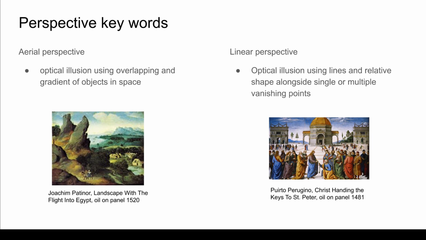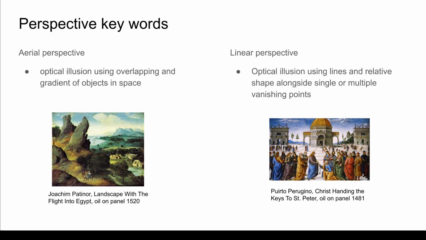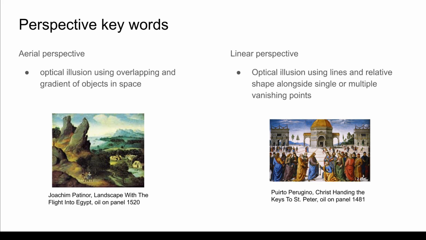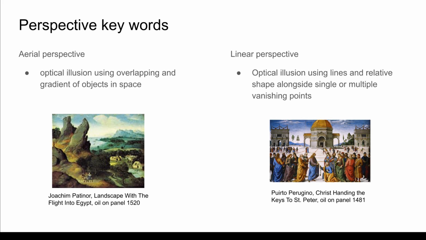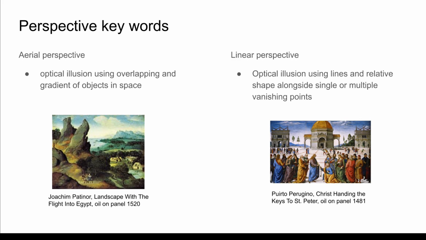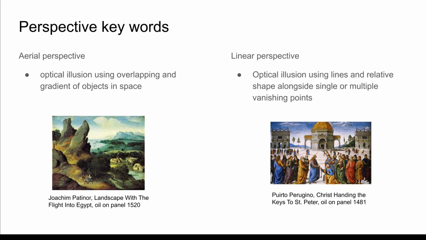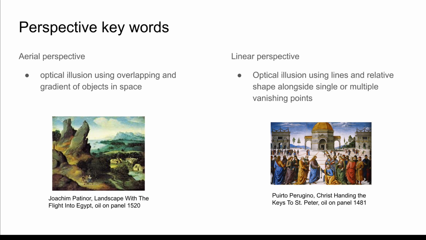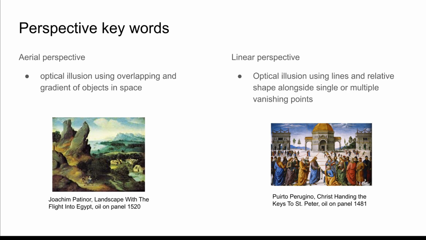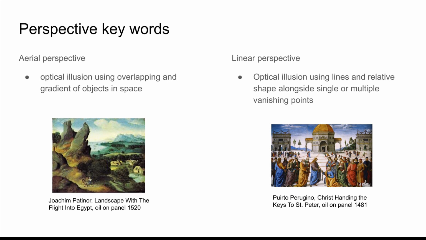Aerial perspective is an optical illusion using overlapping and gradients of objects in space to make it look like things are going back in space, creating a three-dimensional space or land. Linear perspective is an optical illusion using lines and relative shapes alongside single or multiple vanishing points. So this is the idea that all of these objects are referring to one or multiple points in space, and these would be vanishing points.